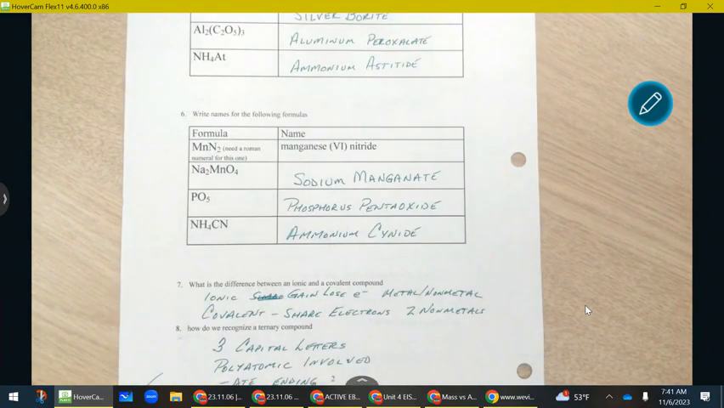All right, so down at the bottom, ladies and gentlemen, what is the difference between an ionic and a covalent compound? Ionic, gain or lose electrons. They are between a metal and a nonmetal. Covalent, share electrons. They are between 2 nonmetals. How do we recognize a ternary compound? 3 or more capital letters. There is a polyatomic involved. They have an ATE or an ITE ending to them. I would have accepted any of those. Questions?